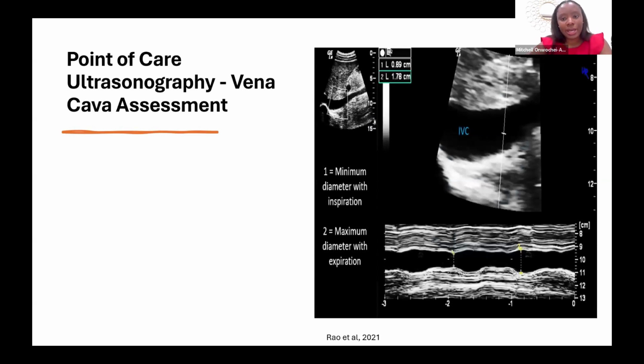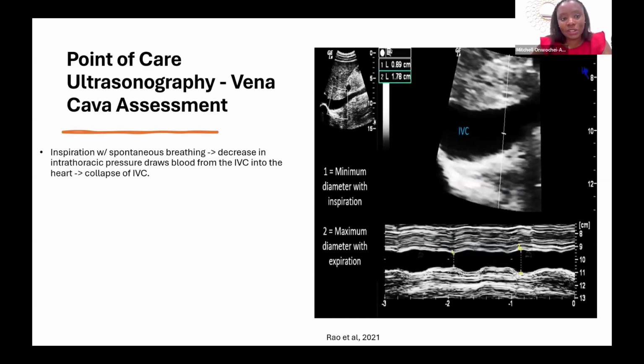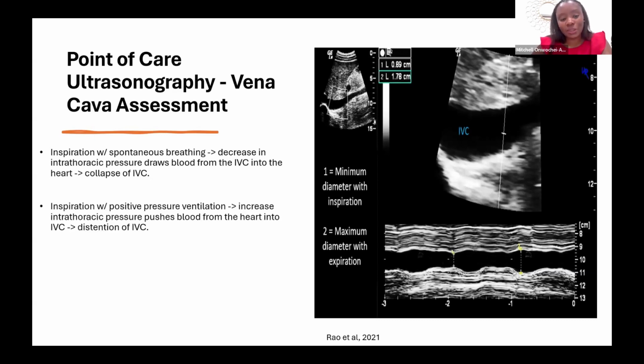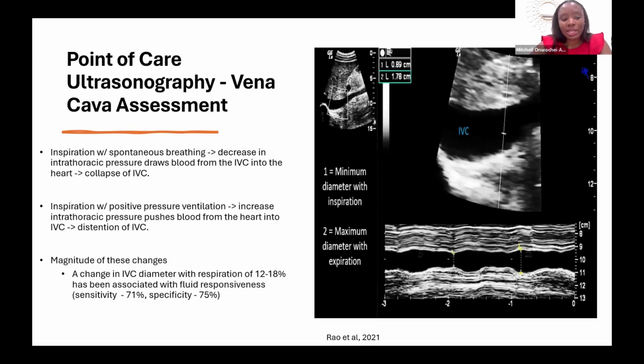And the other thing you could look at is point of care ultrasonography. I love my echo so much. And there are lots of variables you can obtain with your point of care ultrasonography. One of them is your vena cava assessment. You want to look at the size of your IVC during inspiration versus during expiration. And you're really looking at the magnitude of these changes. So again, you have to keep in mind that with spontaneous breathing during inspiration, your IVC will collapse, right? That's because you have negative intrathoracic pressure, which causes blood to go from your IVC into your heart.